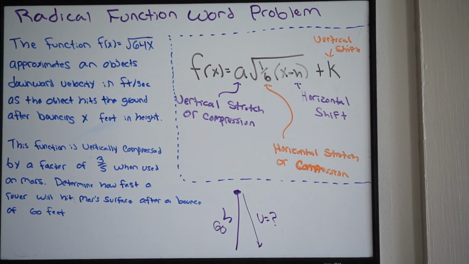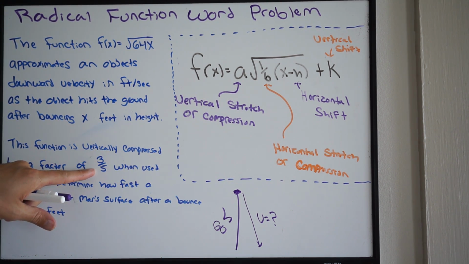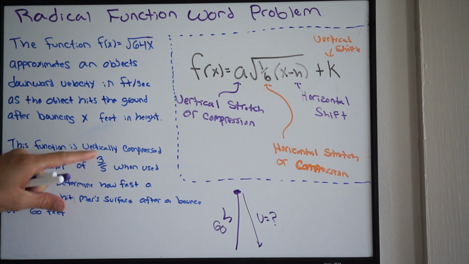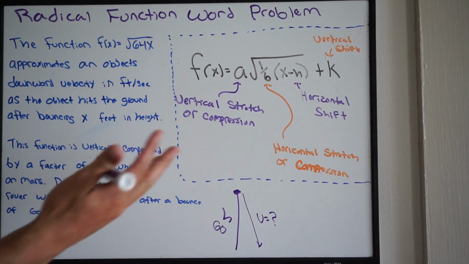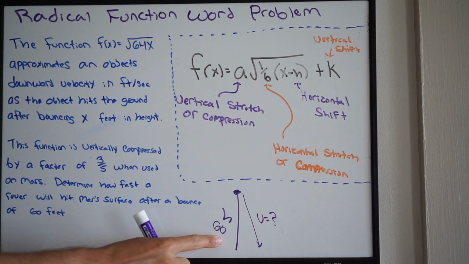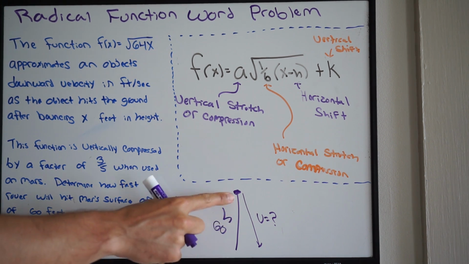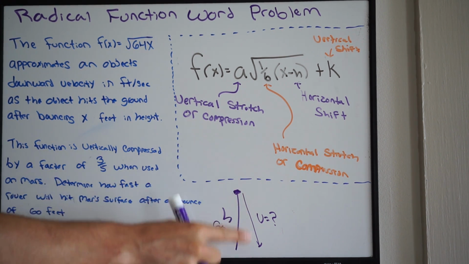It says this function is vertically compressed by a factor of 3/5 when used on Mars. So this function is used on Earth, and they're saying if you want to use this on Mars, in order for it to work properly, you have to compress it by a factor of 3/5, and this is going to be a vertical compression. It then says determine how fast a rover will hit Mars' surface after a bounce of 60 feet. So again, this matches up with the diagram we just drew. Here's your height of 60 feet. Here's your rover. They want to know this downward velocity here.